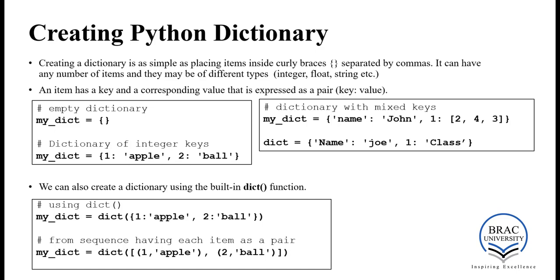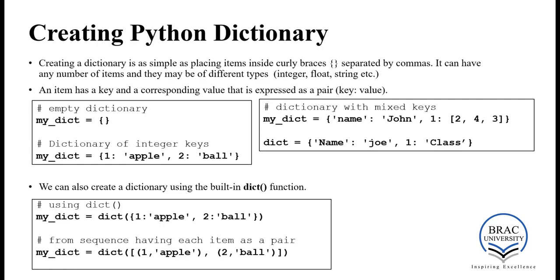And dictionary of integer keys: you can also declare a dictionary with integer keys. Here you can see that the first one is the key, then a colon, and this one is the value of this key. In the case of a list, I don't need to mention the key; automatically the first value is index 0, the second value is index 1, and the third value is index 2, right? But in a dictionary, we just need to mention the key, where the key can be any immutable data type.